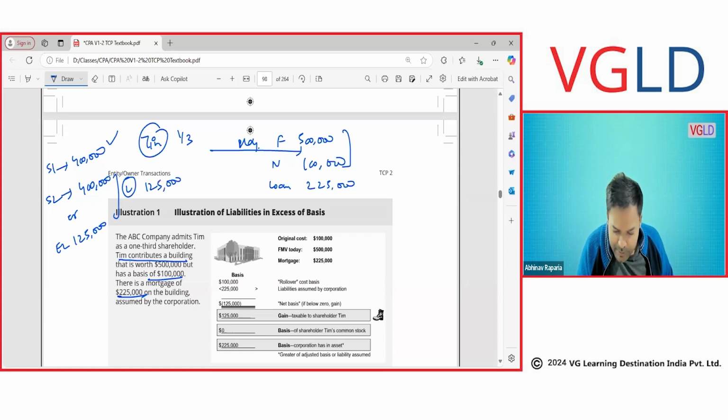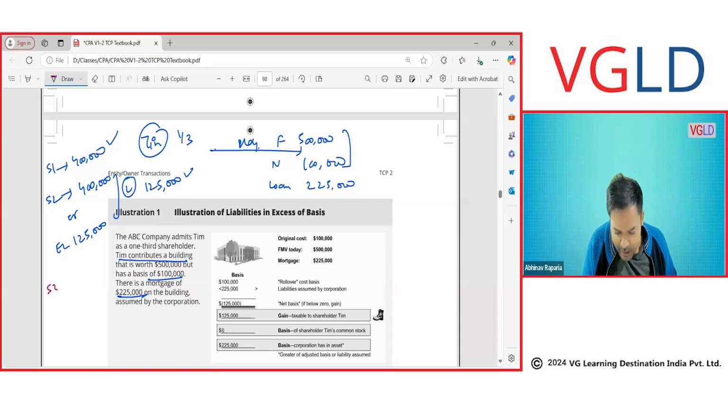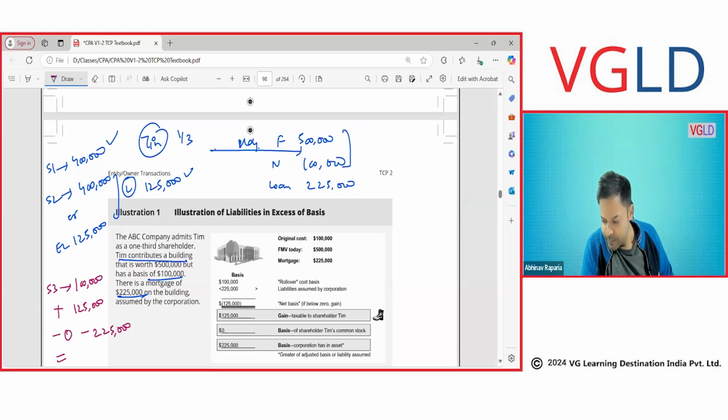So, step number one, step number two. Is this okay, guys? Step number three. Step number three is net book value, which is 100,000 plus recognized gain 125,000 minus boot received 0 minus total liability, which is how much? 225. Is that okay? So how much is step number three for me? Zero. Absolutely zero. Is this okay, guys?